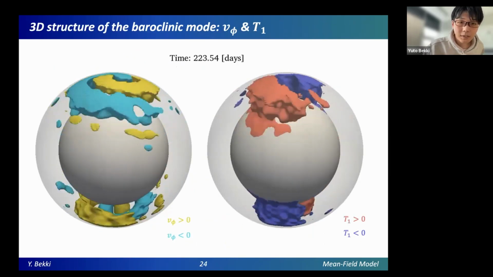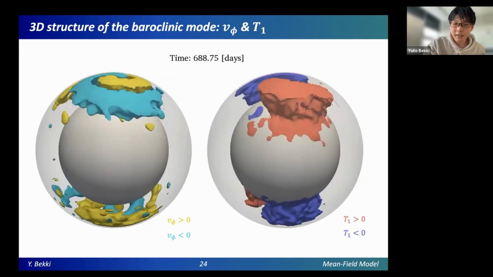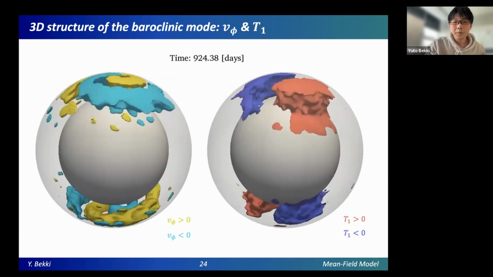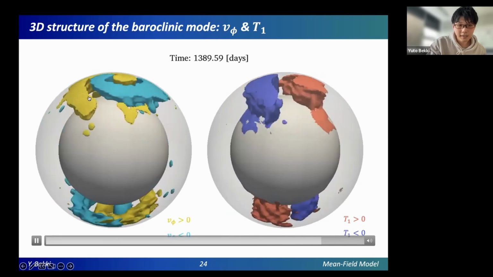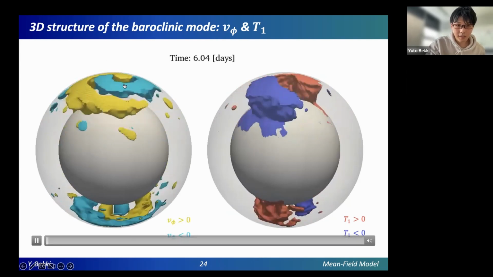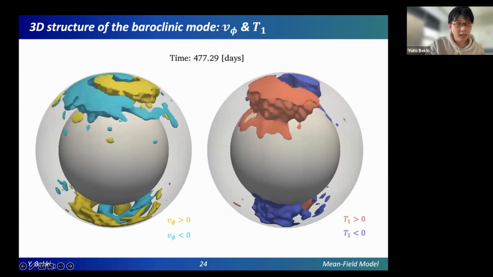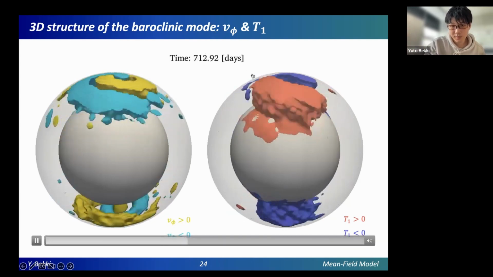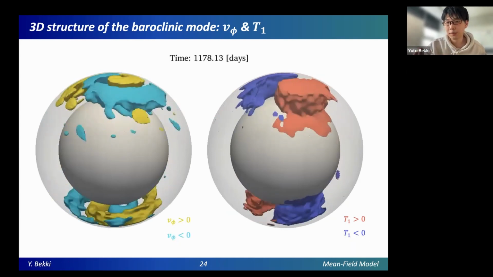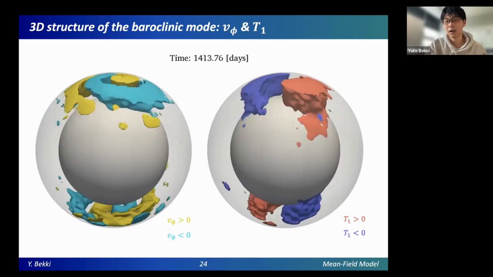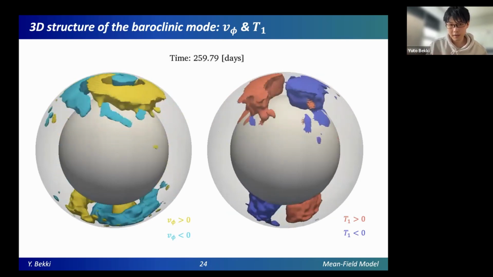And so this is the 3D structure of the baroclinically excited mode. This 3D volume rendering shows the non-axisymmetric components of longitudinal velocity and temperature perturbation. And you can see that a strong temperature perturbation is always associated with the mode. So this mode is very much a thermal thing.